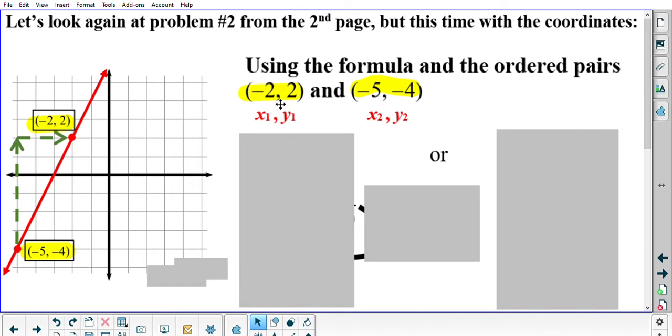You guys know ordered pairs are always x, y. So x, y, x, y. First ordered pair gets the 1's. Second ordered pair gets the 2's. Trying to make sure this is as simple as possible for you to understand. And now we can use the formula.